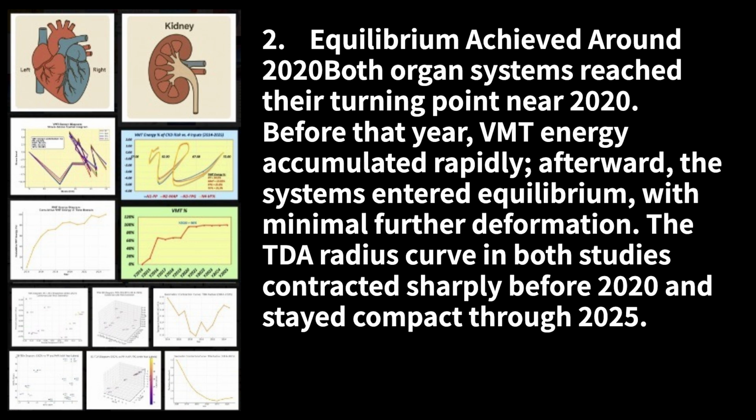2. Equilibrium achieved around 2020. Both organ systems reached their turning point near 2020. Before that year, VMT energy accumulated rapidly. Afterward, the systems entered equilibrium, with minimal further deformation. The TDA radius curve in both studies contracted sharply before 2020 and stayed compact through 2025.